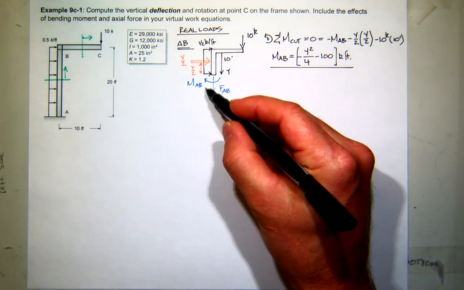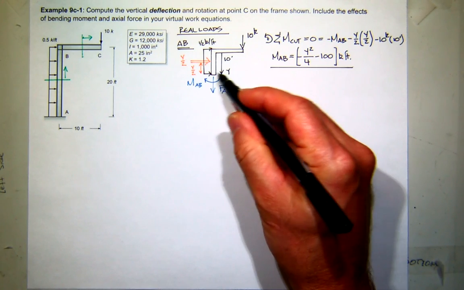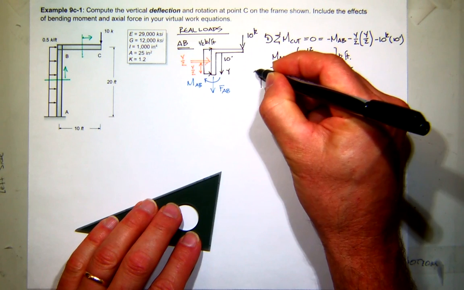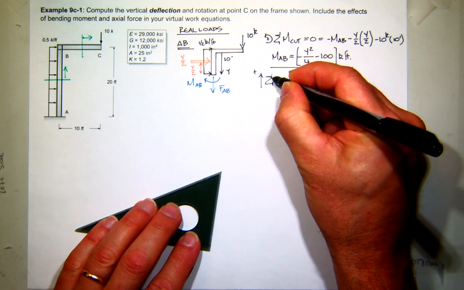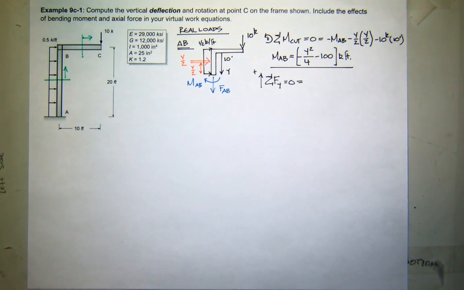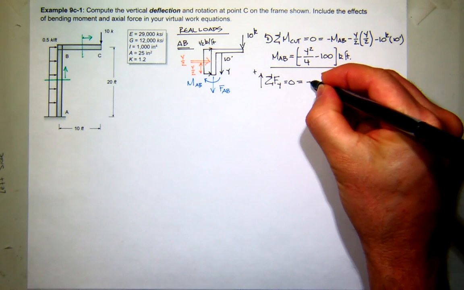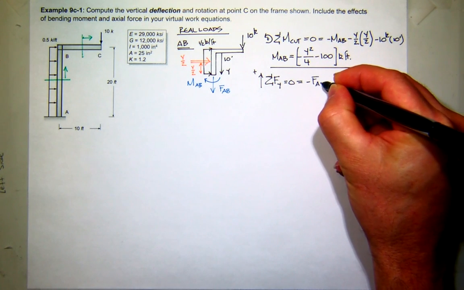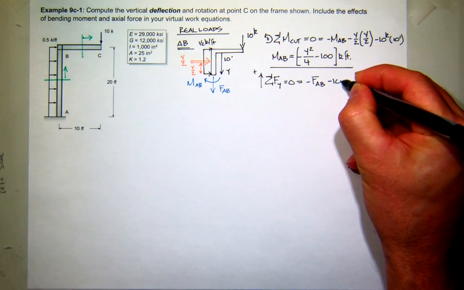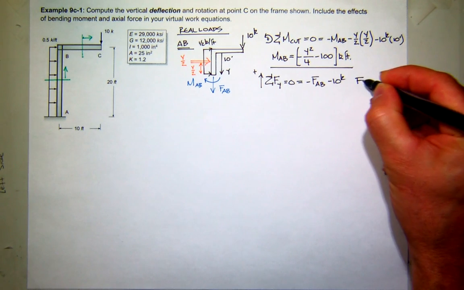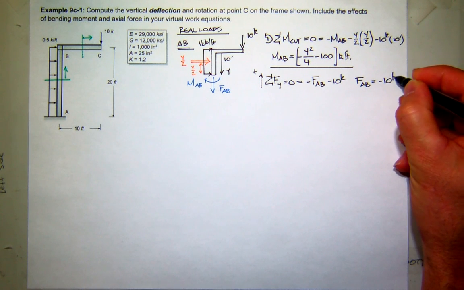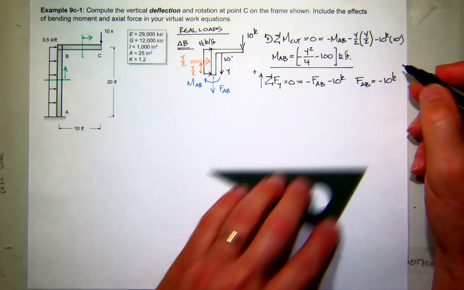So how do I find this force? Sum forces in the y direction. I'll assume up is positive. When I'm summing my forces in the y direction, make sure it's in equilibrium. I've got this force acting down, and the only other vertical force is that 10 kip force also acting down. So it looks like the force in AB is minus 10 kips. So AB is in compression.